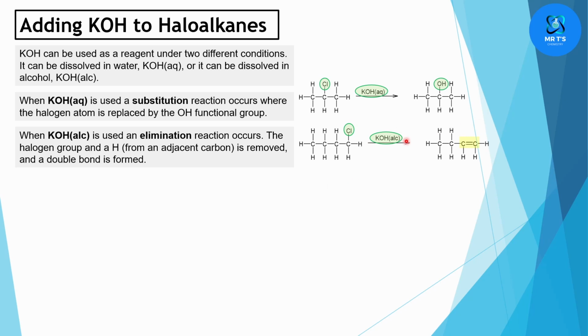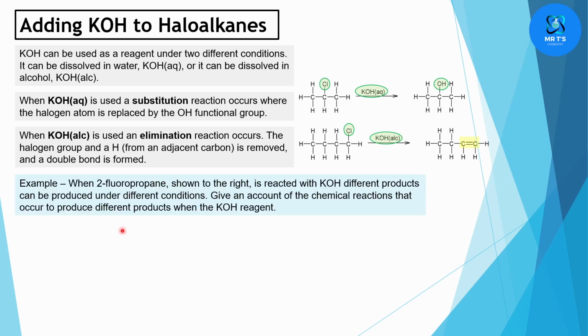The type of question that we have will look like this. Example: 2-fluoropropane is shown on the right. It is reacted with potassium hydroxide. When it's reacted with potassium hydroxide, different products can be produced under different conditions. Give an account of the chemical reactions that occur to produce different products when potassium hydroxide is the reagent. Under different conditions is a phrase that means potassium hydroxide can either be dissolved in water or it can be dissolved in alcohol.